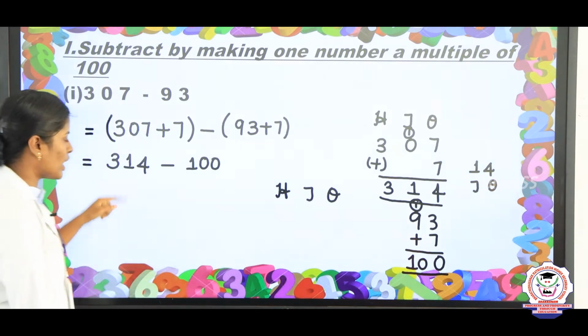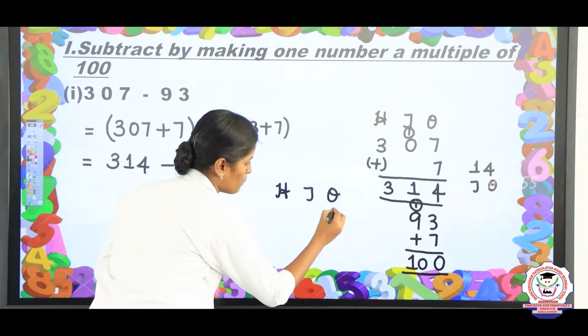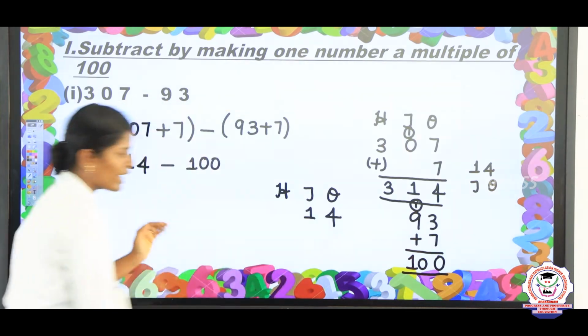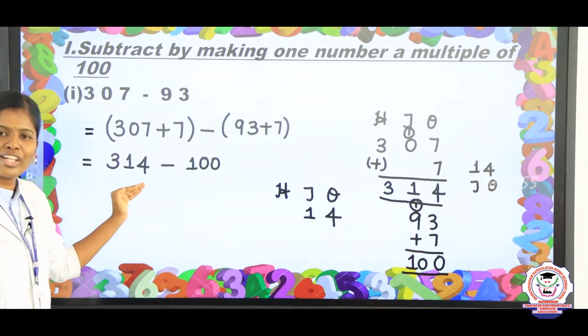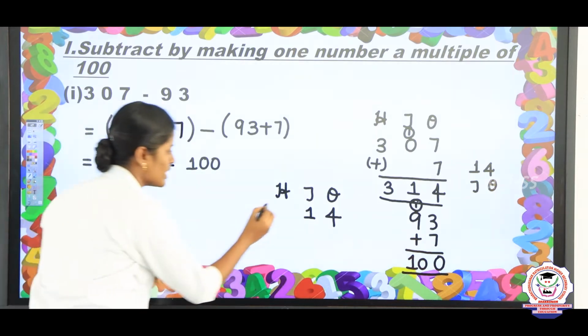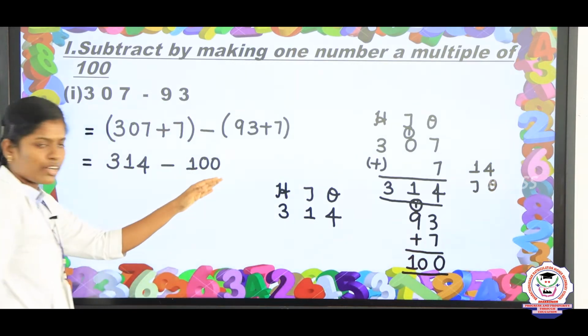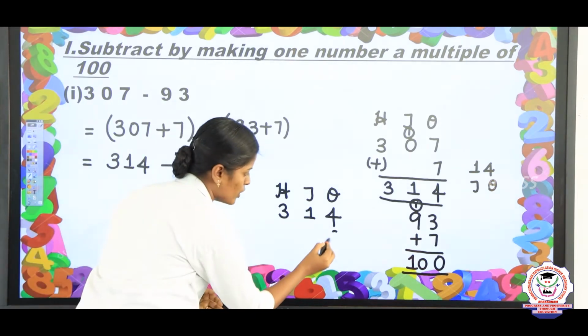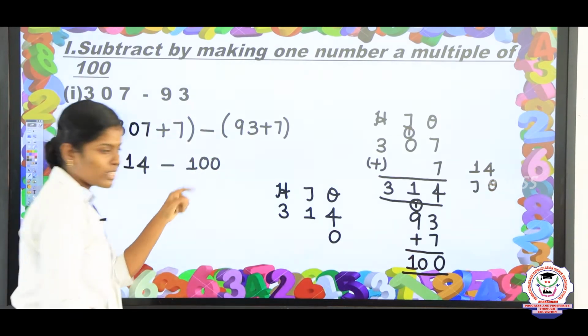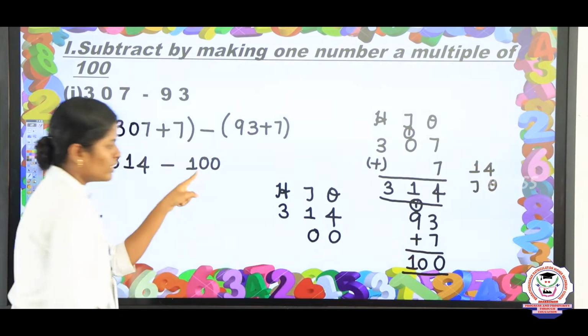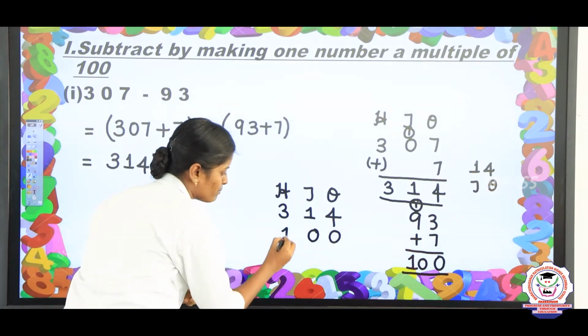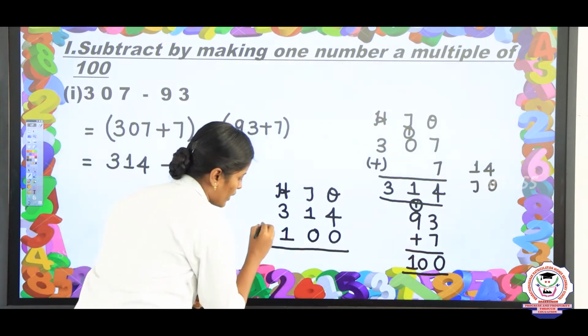The ones place value is 4. The tens place value is 1. What is the hundreds place value? Very good. Here the hundreds place value is 3. Next take 100. The ones place value is 0, the tens place value is 0, and the hundreds place value is 1. Now we are going to subtract this.